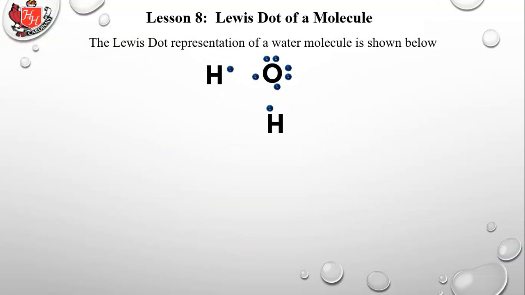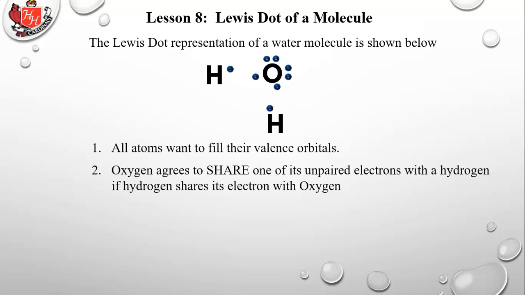Okay, so the Lewis dot structure representation of a water molecule is shown here. All atoms want to fill their valence orbitals. Oxygen agrees to share one of its unpaired electrons with a hydrogen if hydrogen shares its electron with oxygen. Notice that this bond is taking place on the side of oxygen that has unpaired electrons. If electrons are already paired, the top pair and the right side pair on oxygen, then you can think of them as already married. They can't pair up with anybody else, and so you have to do this with unpaired electrons.